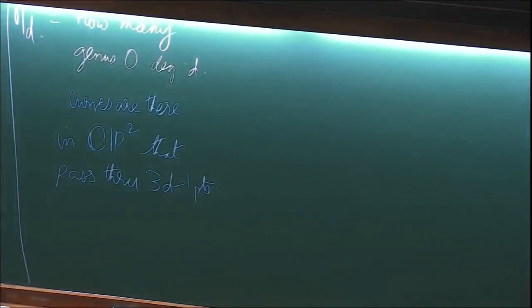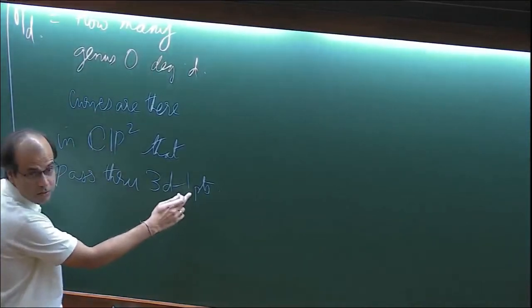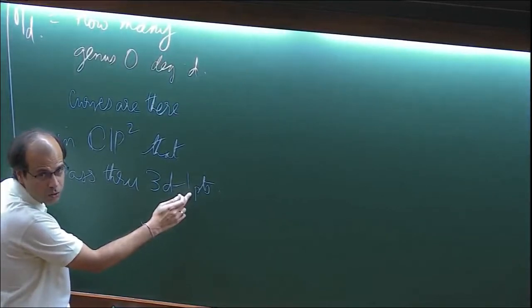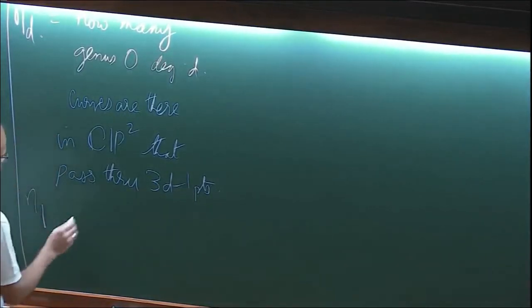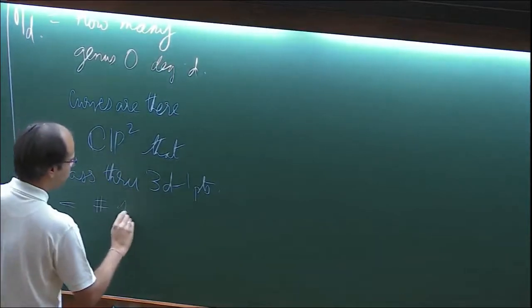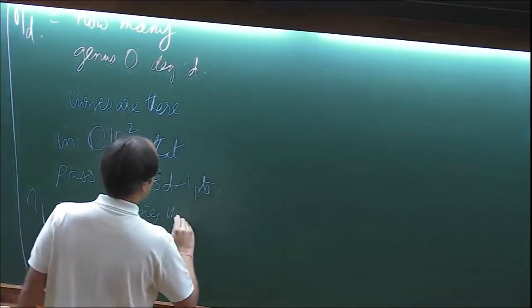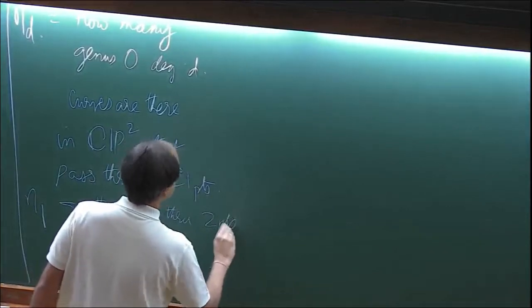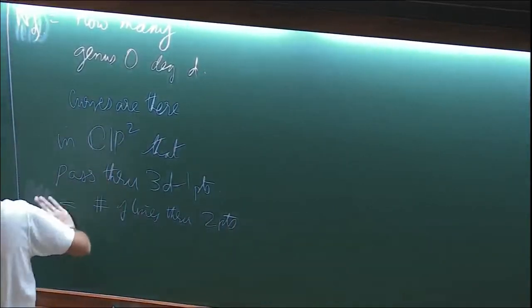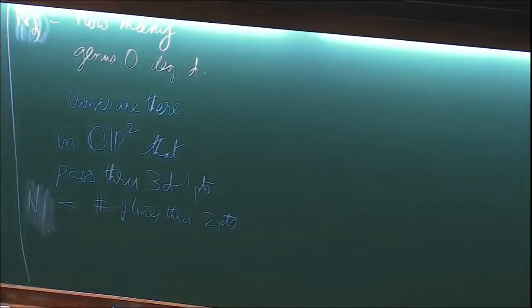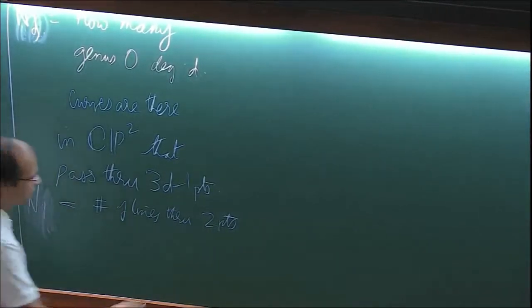So at least for D equal to 1, this is the correct number of points, which is how many lines are there through 2 points. So what is my N1? N1 is the number of lines through 2 points. This, everyone knows, is 1.